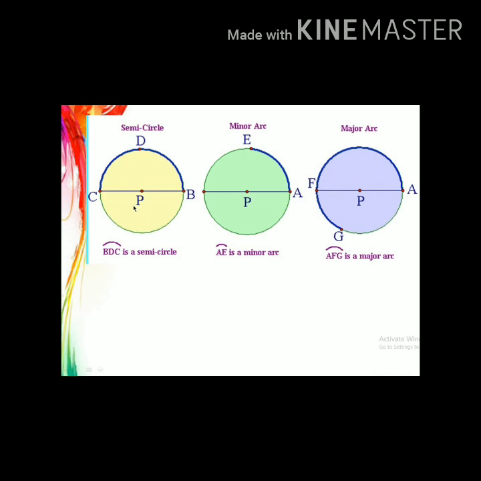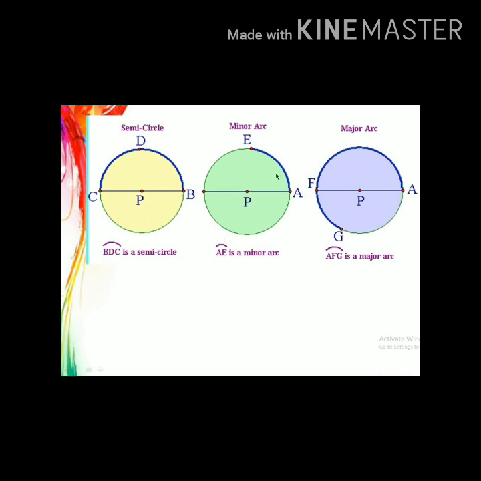For the first figure, semicircle is the arc. It is denoted by BDC. Look at here how it is written. We can read it as arc BDC. It is a semicircle. This is the way of writing arc.